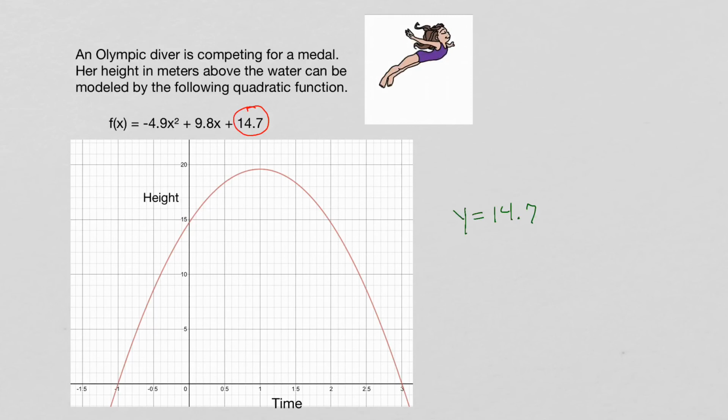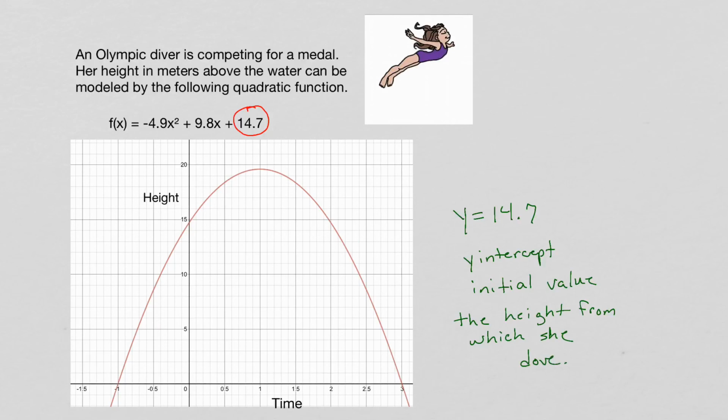So it's important that you not only know the number, but you understand what it means. 14.7 is y-intercept, but it's also initial value. And you can say that it is the height from which she dove. Okay, now use this and try to answer the following questions.